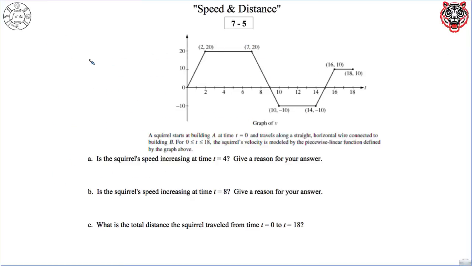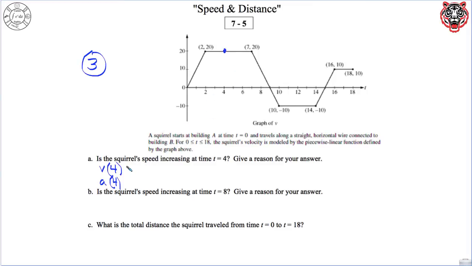All right, so this is going to be number 3. Is the squirrel speed increasing at time equals 4? So we need the velocity at 4, and we need the acceleration at 4. And this is the graph of velocity. It says it right there. So velocity at 4, that's going to be this point right here.